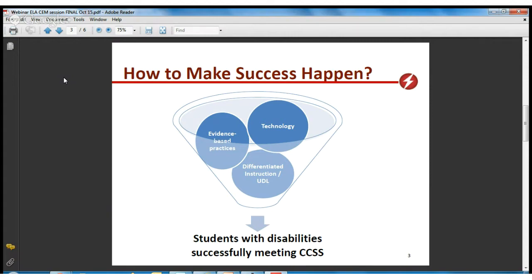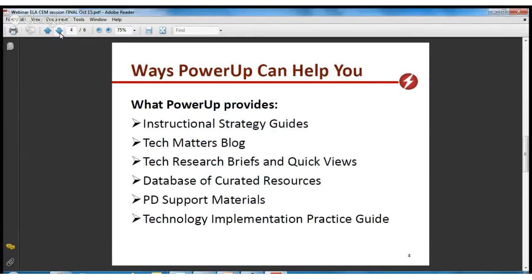So why don't we go on to the next slide. You'll see there are three key elements to ensuring success when you talk about meeting the Common Core State Standards for students with disabilities: evidence-based practices, technology, which can help you differentiate instruction, and incorporating universal design for learning principles. All three elements work together to help students with disabilities succeed in their efforts to meet the Common Core standards. As we walk through Power Up, you'll see we have an enormous amount of information that will help you work with these students. So why don't we take a minute to see the different kinds of resources we have on our site.